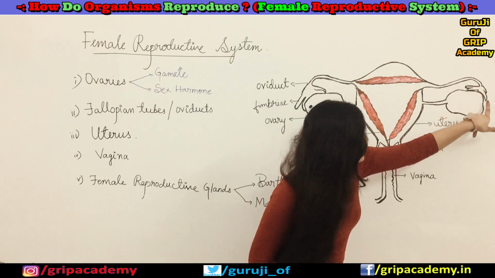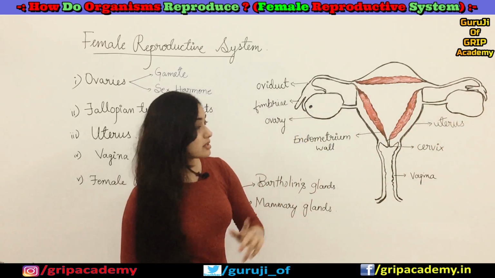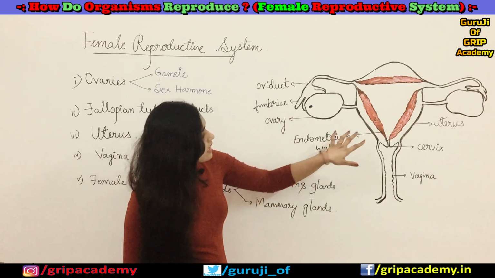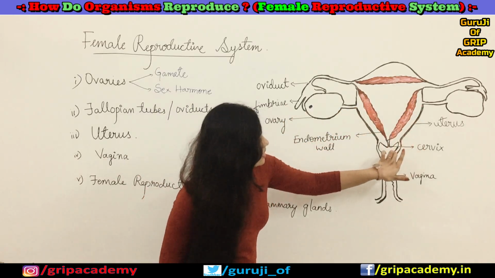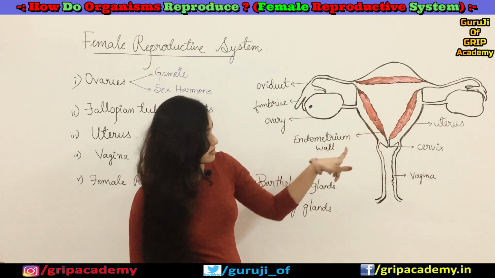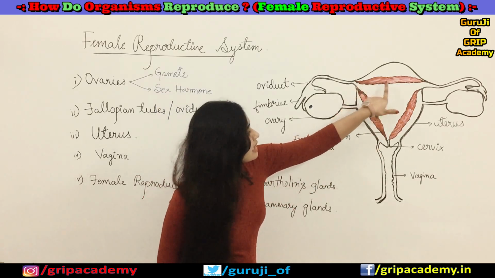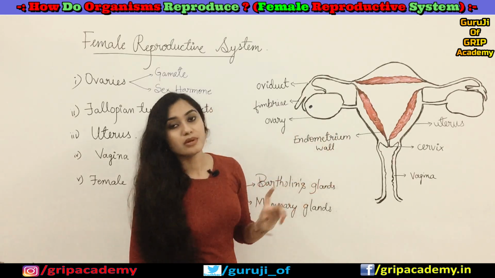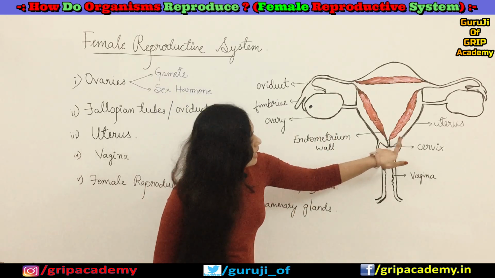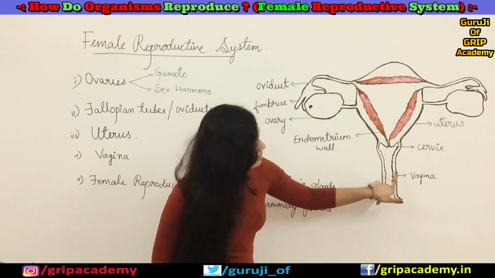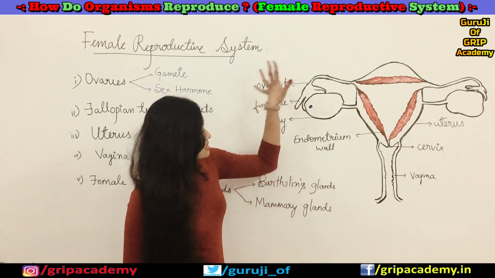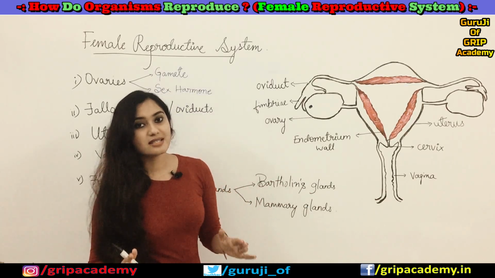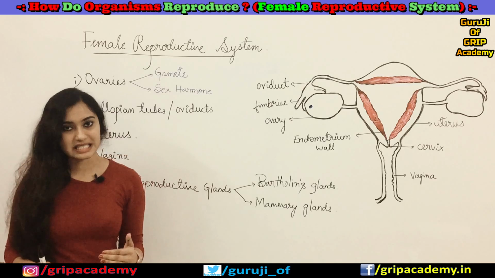You can also see here muscular finger-like projections, and this is nothing but the fimbriae. We call it the fimbriae. Then we have a uterus in the female reproductive system. Here the inner lining of the uterus we call the endometrium wall. Then you have a cervix here and then a vagina. So this comprises the female reproductive part. Now let us understand each and every part in detail.